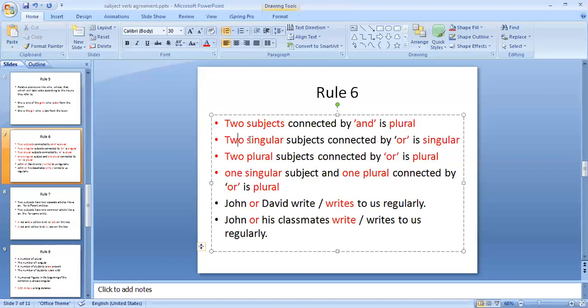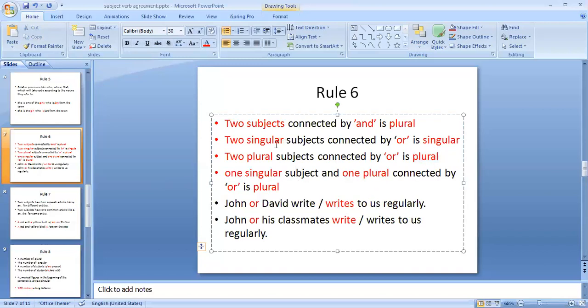But the other case is two singular subjects connected by or. That is, my son or daughter. The question comes here, my son or daughter. So here my son is singular, daughter is also singular. So with two singular subjects connected by or, we don't have any problem. So it is singular. Two plural subjects connected by or, my sons or daughters. So here also we don't have big issues, either this or that. So two plural subjects, so obviously the answer is plural. Now the final case is when the sentence has one singular subject and one plural subject.